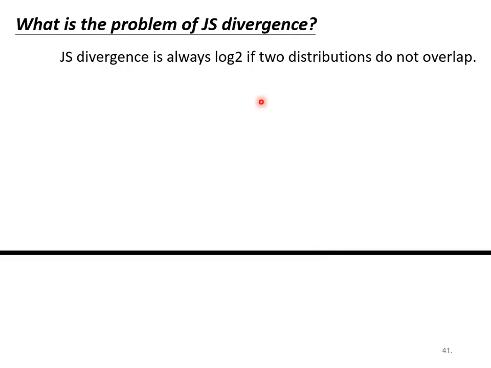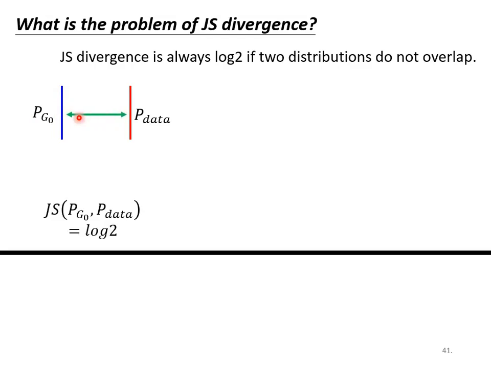JS divergence has a feature that the JS divergence of two non-overlapping distributions will always be log 2, no matter what the two distributions are. So as long as the two distributions do not overlap, it must be log 2. No matter what they look like, it's always log 2. For example, assuming this is your P data, and this is your PG, assuming that they are both a straight line, and there is a long distance in the middle, then their JS divergence is log 2.